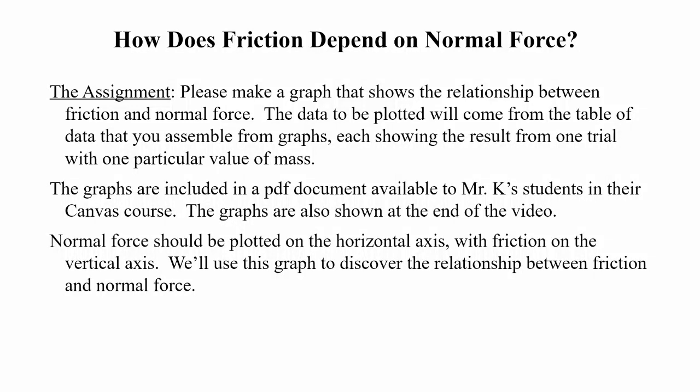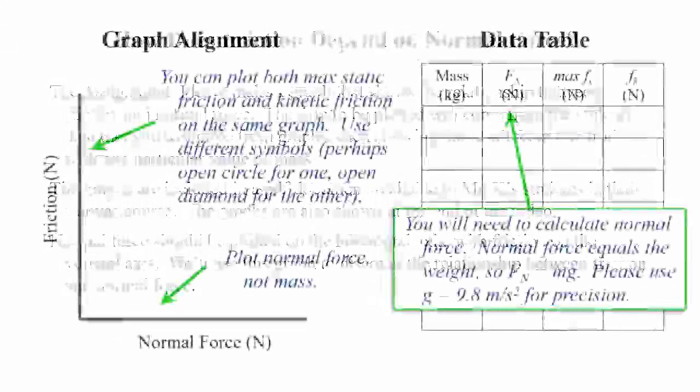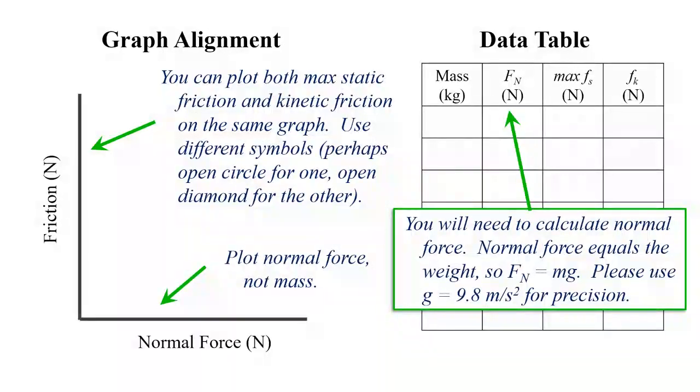We'll use this graph to discover the relationship between friction and normal force. This slide should show you some idea of what the graph is supposed to be like. We're going to put normal force at the bottom on the horizontal axis. Make sure that you plot normal force, not mass. And friction goes on the vertical axis. You can use the same scale for both kinetic and static friction. They're both going to fit within the same range.